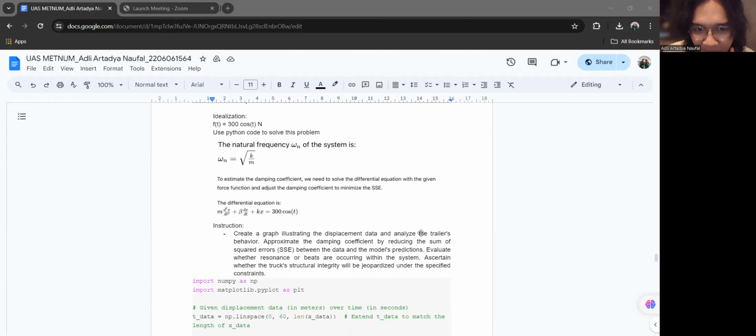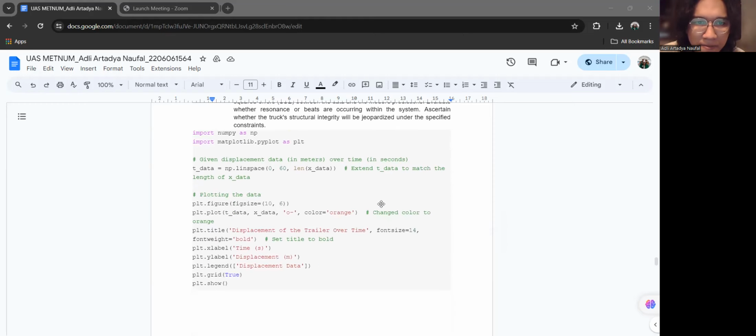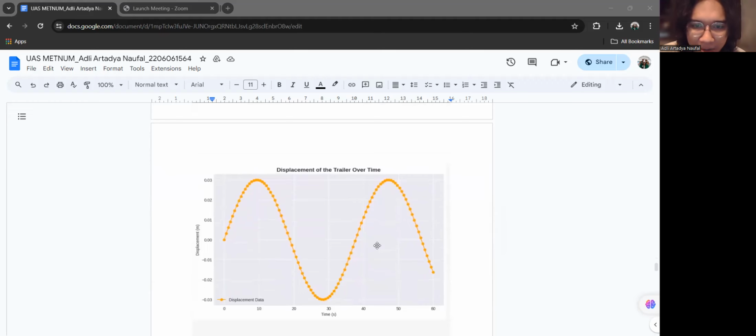We continue to the instruction. Create a graph illustrating the displacement data, analyze the trailer's behavior, approximate the damping coefficient by reducing the sum of square errors, SSE, between the data and the model's prediction. Evaluate whether resonance or beats are occurring within the system. Ascertain whether the truck's structural integrity will be jeopardized under the specified constraint. And this is the Python code. We get this data.